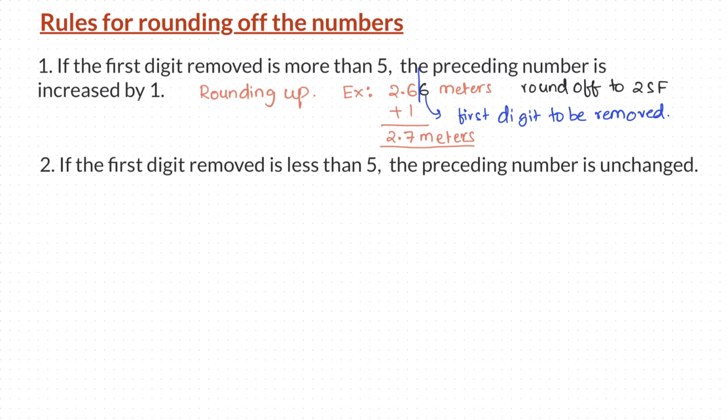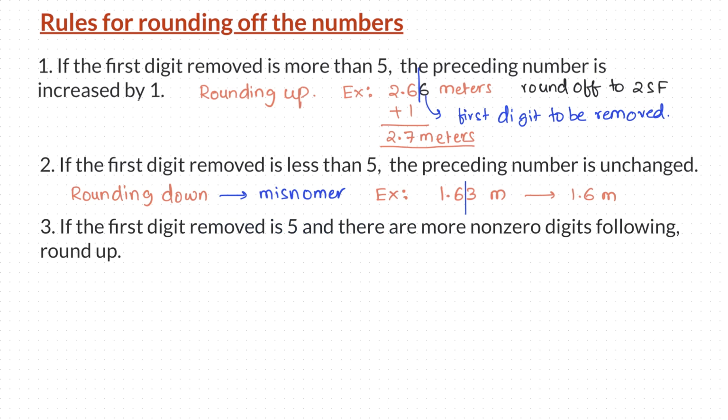Rule number 2. If the first digit removed is less than 5, we keep the preceding number unchanged. We call this rounding down. This is a misnomer. Note that we are not decreasing the preceding number, we are merely keeping it unchanged. Example, let us say we have a measurement 1.63 meters and we need to round this measurement to 2 significant figures. The first digit we are removing is 3, which is less than 5. Therefore, we keep the preceding number as it is. The measurement now becomes 1.6 meters.